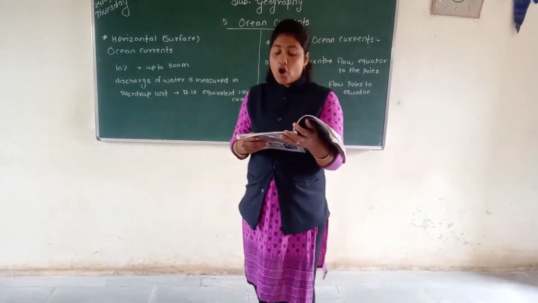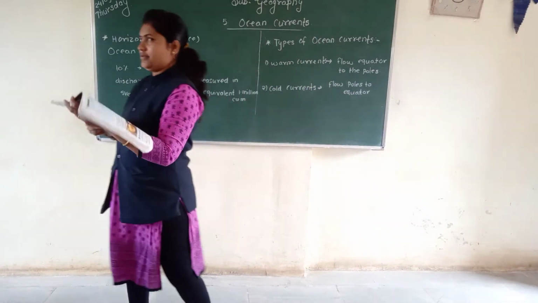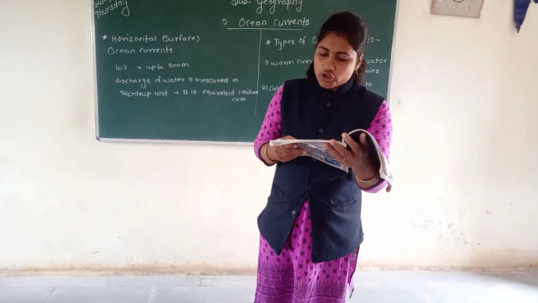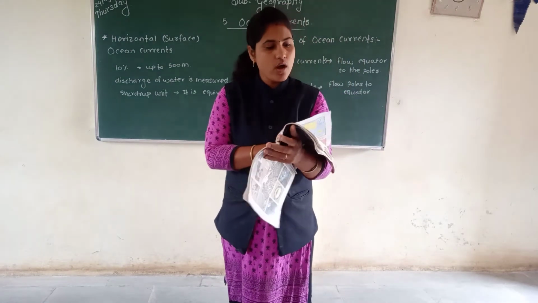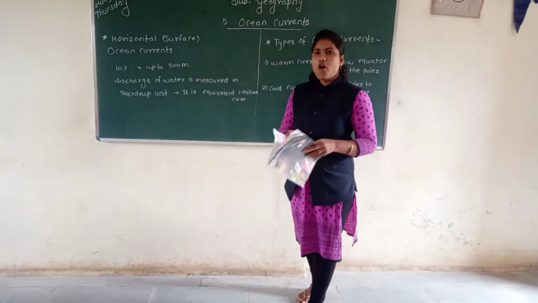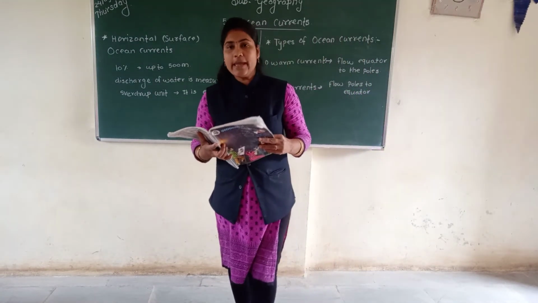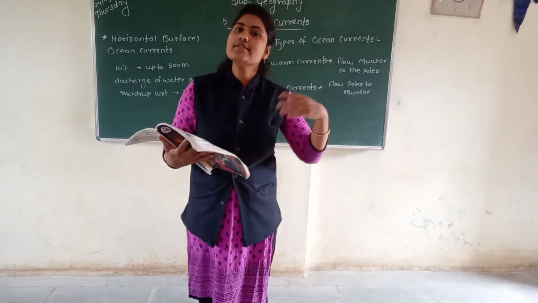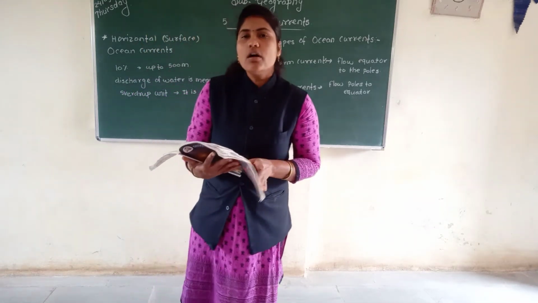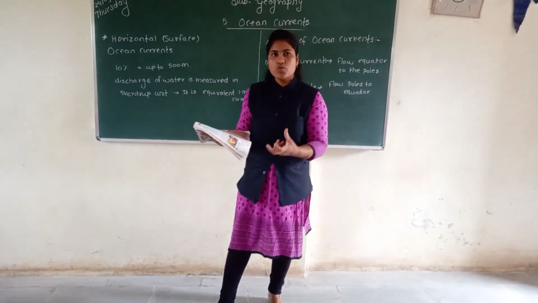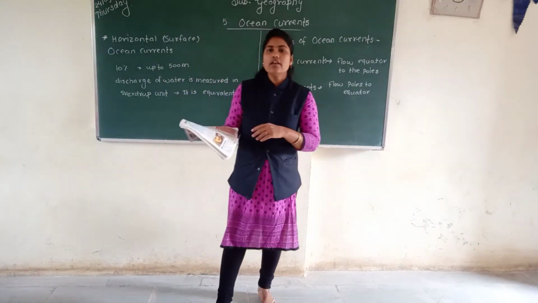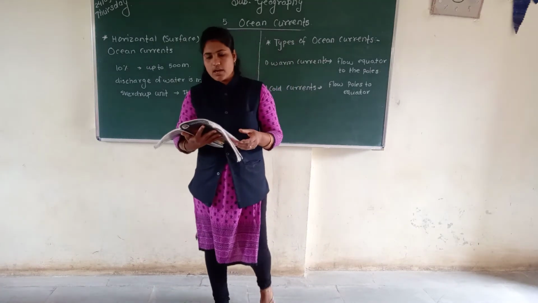First is the rotation of the earth. Because of the rotation of the earth, the ocean currents move clockwise in the northern hemisphere and anti-clockwise in the southern hemisphere, as I told you. Because of the rotation of the earth, all currents move clockwise in the northern hemisphere and anti-clockwise in the southern hemisphere. Got it, students?